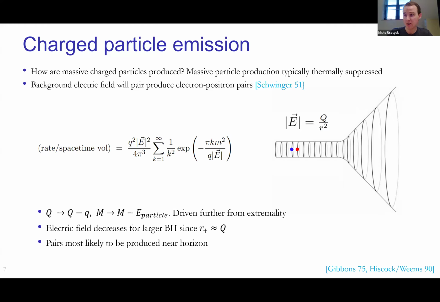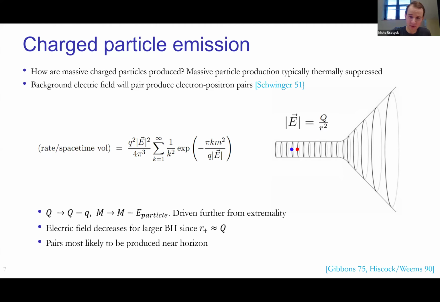There are two other interesting points I should mention. One is that from this formula, you can see that pairs are largely produced wherever the electric field is largest. And because the electric field falls off with radius squared, the electric field is largest at the event horizon. So we would expect that pairs would be produced most likely close to the horizon, and then accelerated out. And further out, the pair production rate would be smaller.